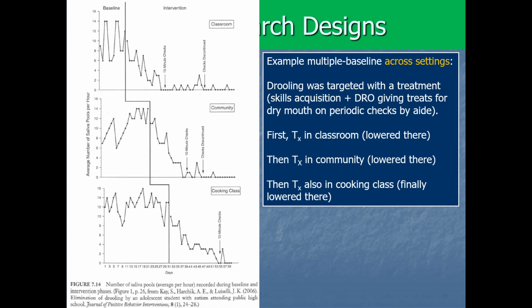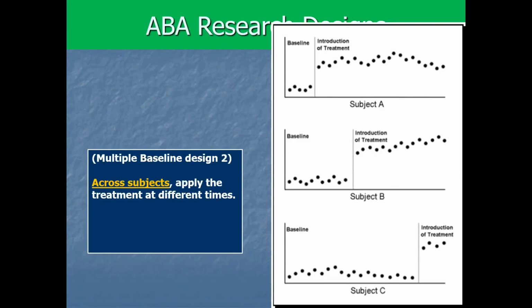Anyway, that design, that's multiple baseline across settings. Then there's multiple baseline across subjects, where for different subjects you apply the treatment at different times. Like in the graph here, we're measuring 3 different people during baseline. Then after 5 sessions, we might start the intervention with person A, but hold off and just keep measuring baseline for persons B and C.